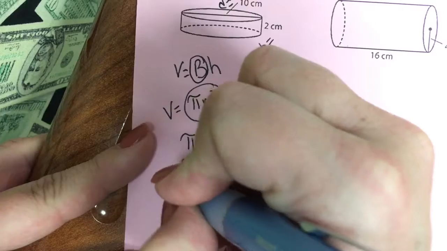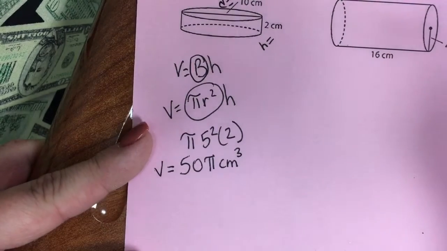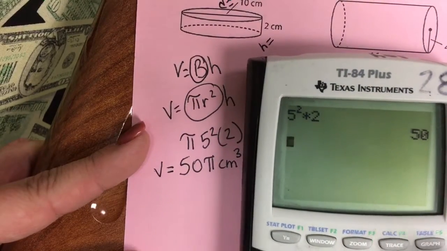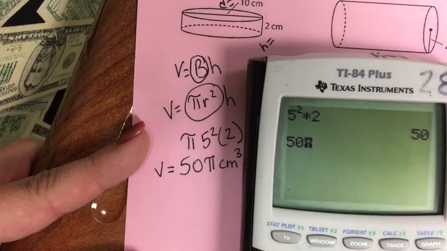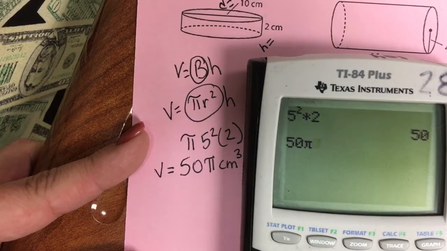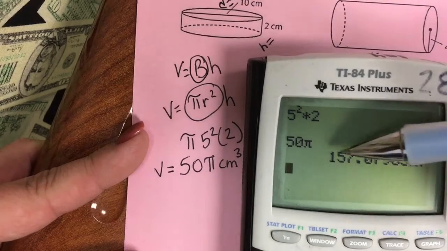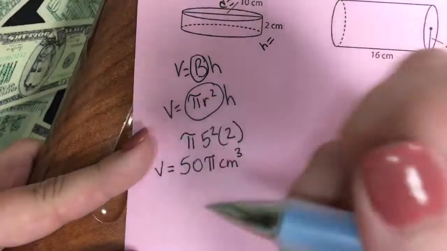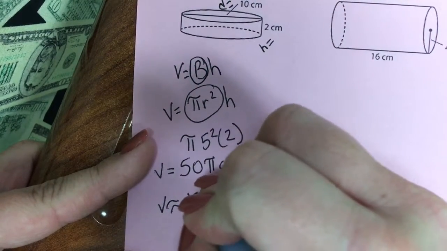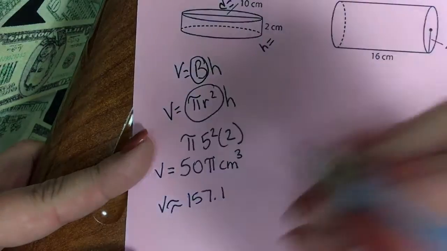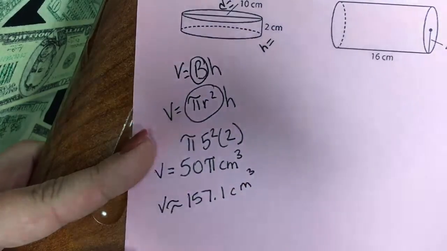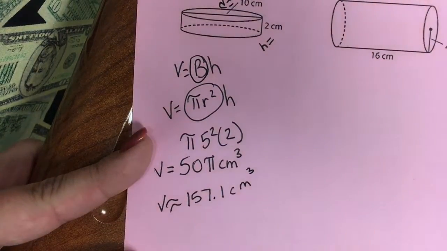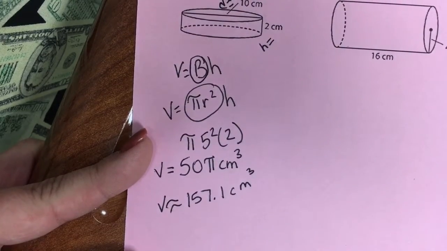This is an exact answer. Okay, when we leave it in units of pi, that's an exact answer. So sometimes you'll see it like this, and sometimes you'll need to go ahead and estimate with a decimal. So 50, the blue second button and the caret button gives you pi. So 50 pi is about 157, and I can round this to the tenth. So our volume is approximately, because this is an estimation because we're rounding, 157.1 centimeters cubed. So this is an exact answer when I leave it in units of pi, and this is our estimation here. And again, you'll see it both ways.